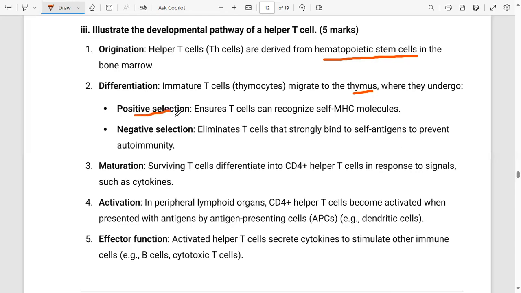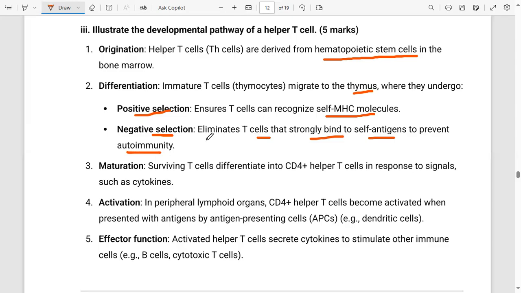So in this positive selection, these helper T cells will be made to always recognize the self MHC what? Molecules. And then in the negative selection, this selection eliminates the T cells that are strongly bound to self-antigen to prevent autoimmunity. Autoimmunity is when your body starts fighting what? Itself. The body starts fighting itself.